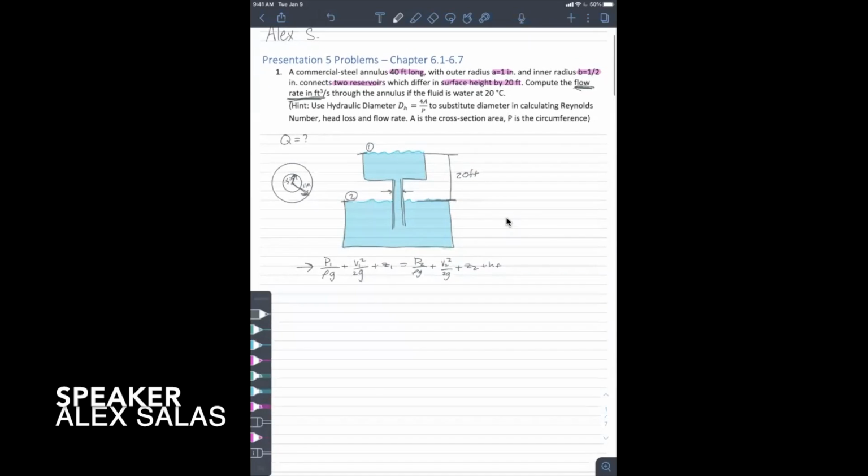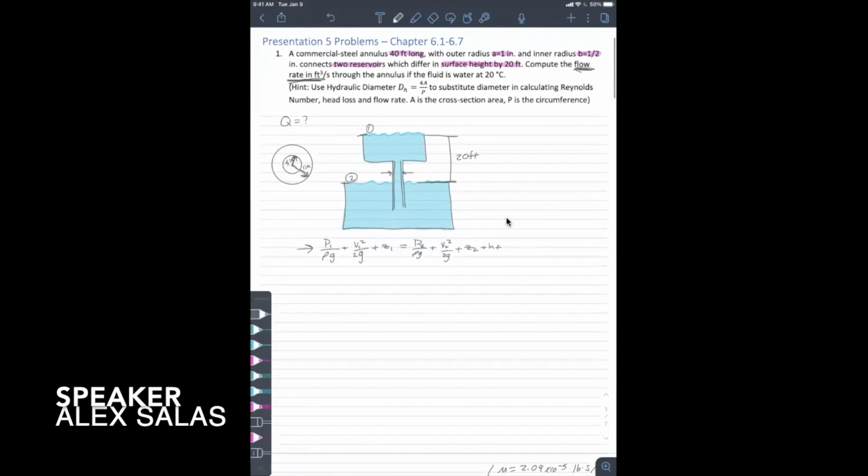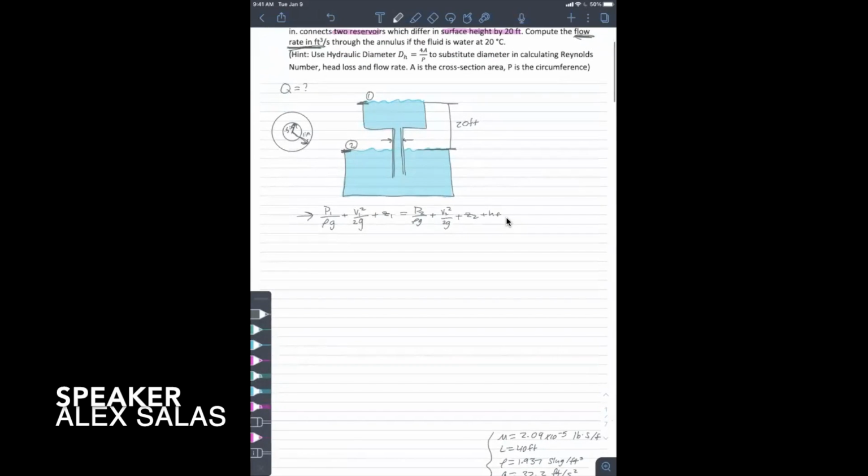Hello, my name is Alex. I'm going to be presenting the problem for this week on behalf of my group. So I already have drawn out the scenario that's given to us in the problem, the 2 reservoirs connected by the annulus. And I've selected this portion to be my point 1 and this portion to be my point 2 for my Bernoulli equation. And so let me just go ahead and cross things out.